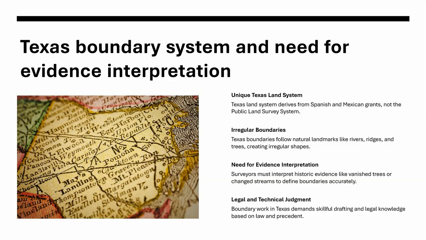They were not measured in chains or acres. They were measured in varas, each one 33 and 1/3 inches long. This is why I told you then that Texas boundaries are irregular, and they require careful interpretation of evidence. To work in Texas is to work with deeds that describe a tree that may no longer exist, a stream that has changed course several times over, or roads that have shifted as populations have grown. It requires not only technical drafting skill, but also judgment rooted in law and precedent.